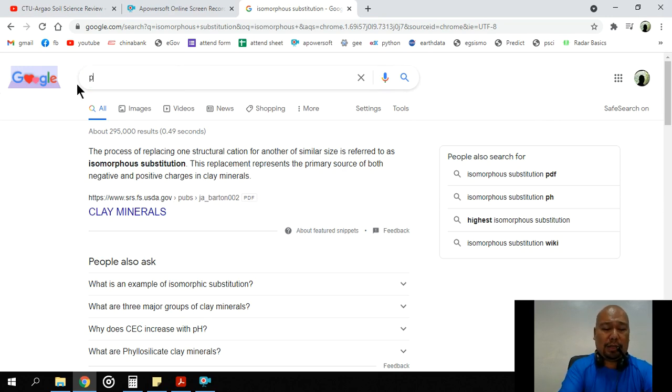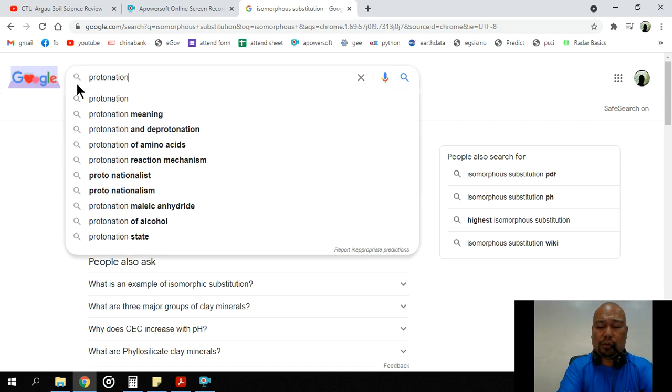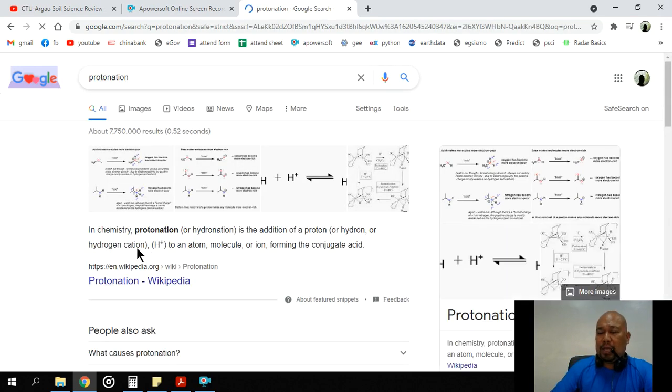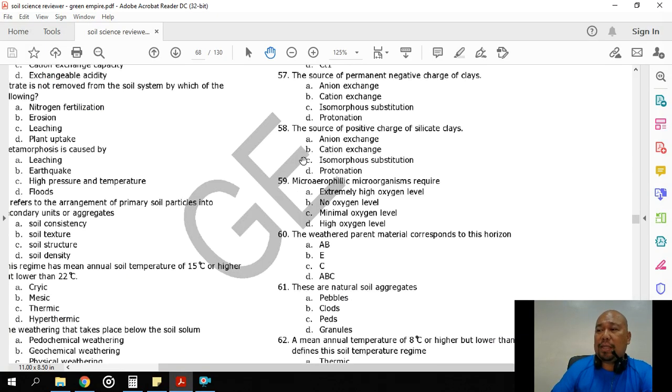Let's look at protonation. Protonation is the addition of a proton or hydron to an atom. Okay, this is weird, but you add a proton to an atom. That doesn't make a clay mineral become negatively charged. Does that make sense?